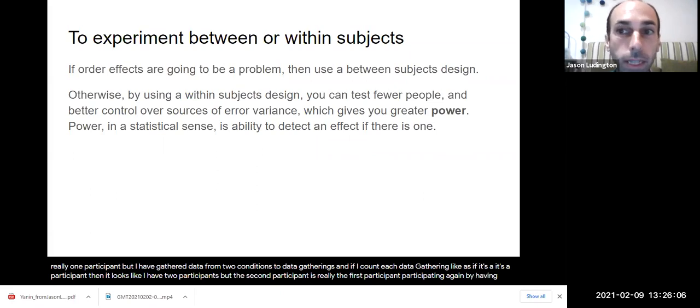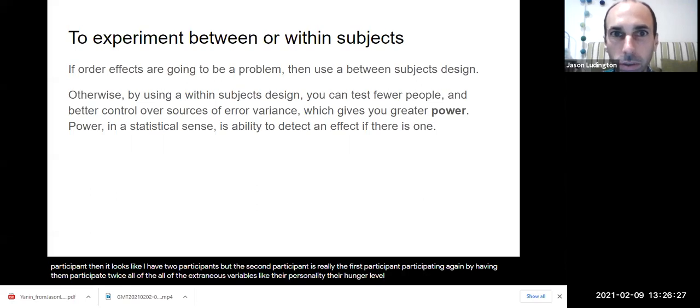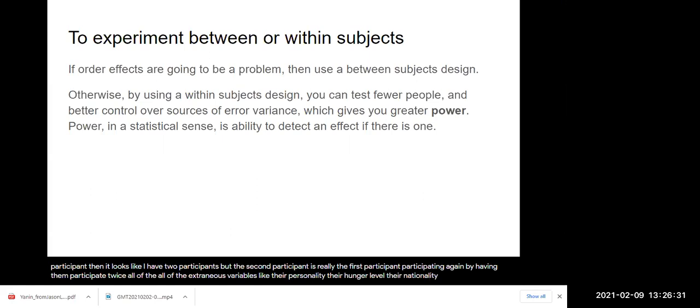By having them participate twice, all of the extraneous variables like their personality, their hunger level, their nationality, and many things are held constant.